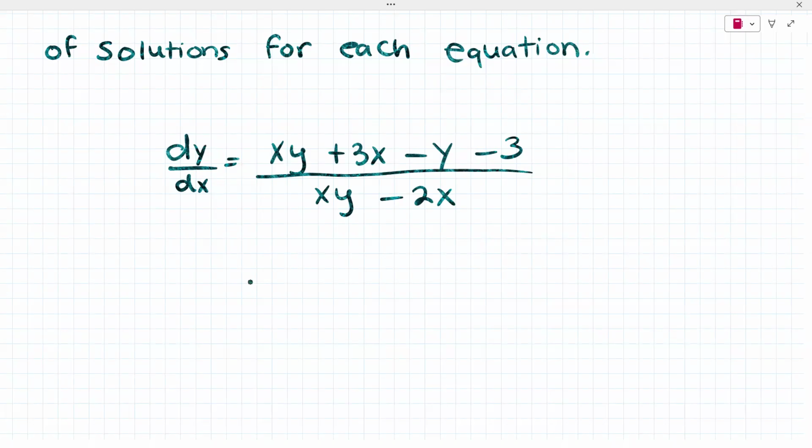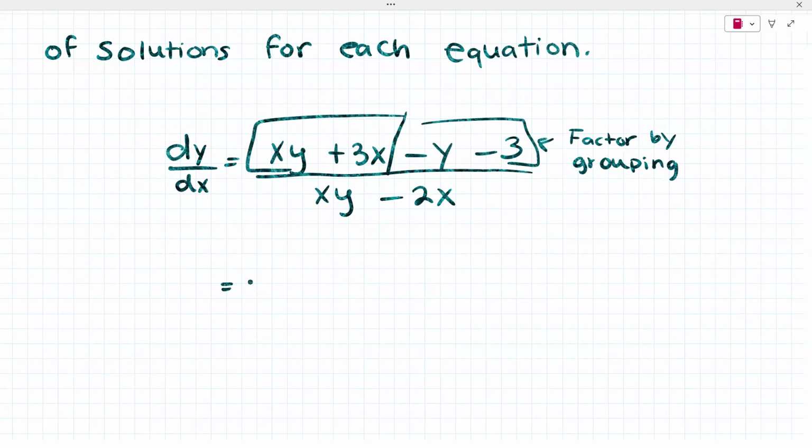Yeah, if you look at the right side, you can factor, right? On the top, there are exactly four terms, so you can try factoring by grouping. On the bottom, you can just factor out an x. So let's look at the top right here. We have xy plus 3x minus y minus 3. Let's try to factor this by grouping because there are four terms. So split it into two parts. On this part, xy plus 3x, it looks like you can take out an x. So that's going to be x times y plus 3. Over here, negative y minus 3, it looks like you could factor out a negative 1.